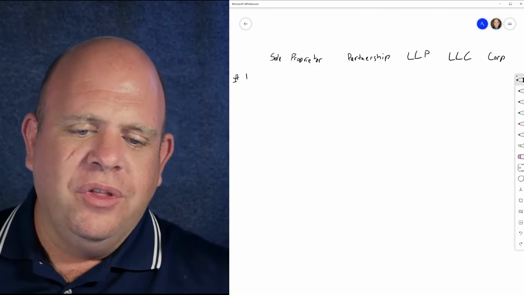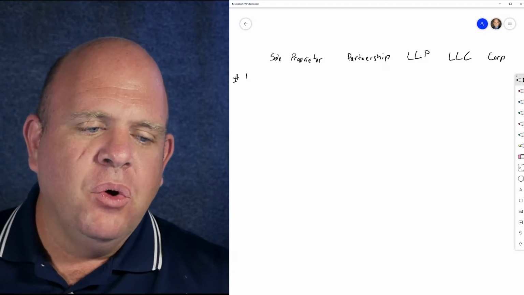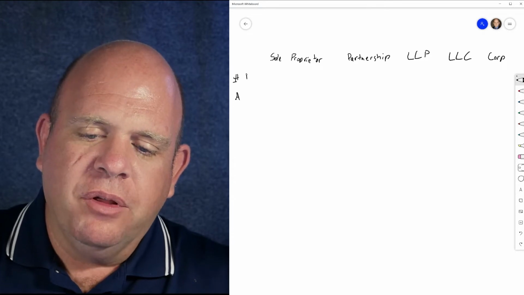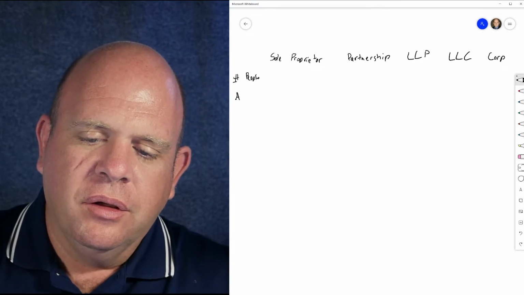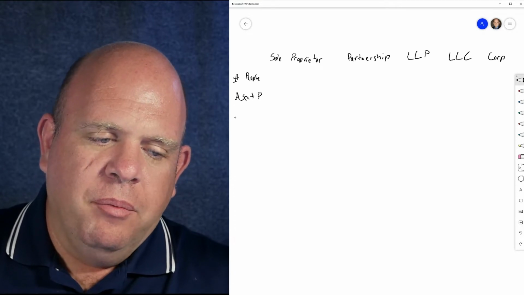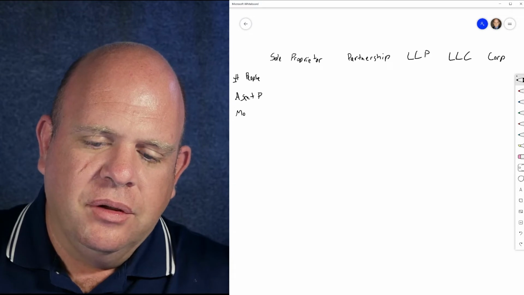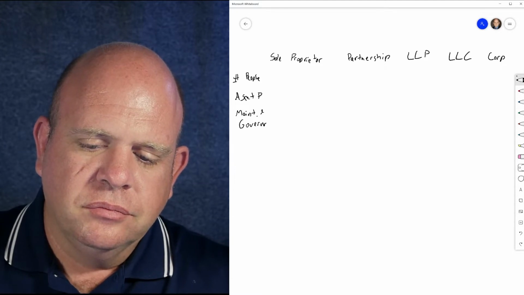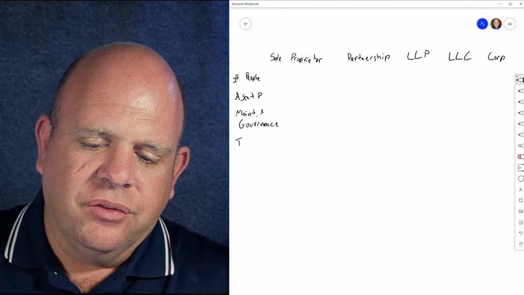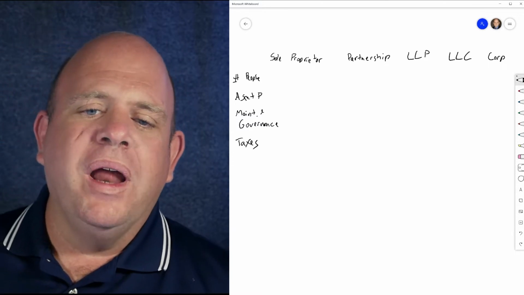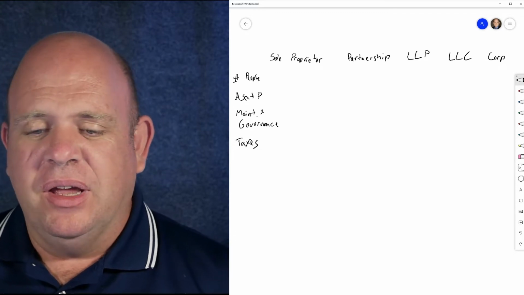And as I go through these, start thinking about what makes most sense for you in terms of number of people involved, the asset protection, the maintenance and governance, and taxes. Because at the end of the day, there's probably one entity type that makes the most sense for you.